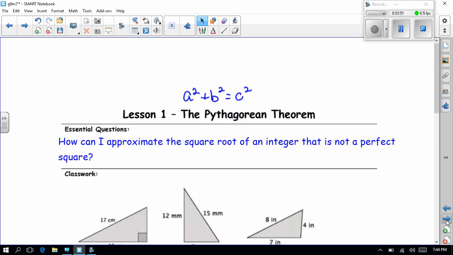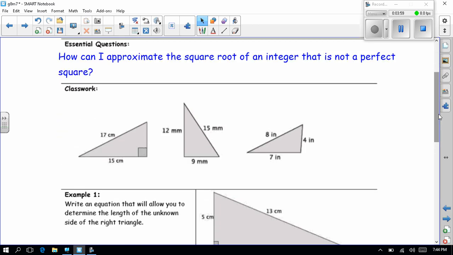Okay, so page 1. How can I approximate the square root of an integer that is not a perfect square? So let's take a look at the classwork that they want us to do. This top part is just reminding us of what we learned back in December. So our first right triangle, remember this little box in the corner here means that that's your 90-degree angle. Hopefully you remember the hypotenuse is across from your right angle. Your hypotenuse is your C side. It's always the longest side of your right triangle. Your legs, your A and your B side, are interchangeable. It doesn't matter which side you call A or which side you call B.